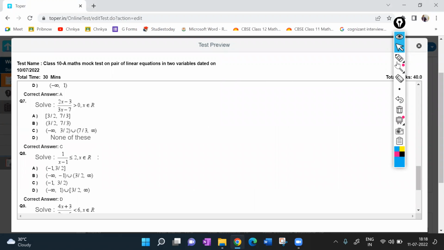Okay. Next, solve this question. Next week also I'll keep the questions on inequalities only. But next week I'll try to keep it in the app.